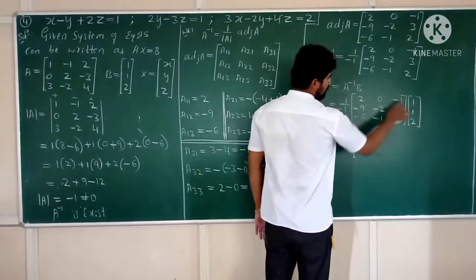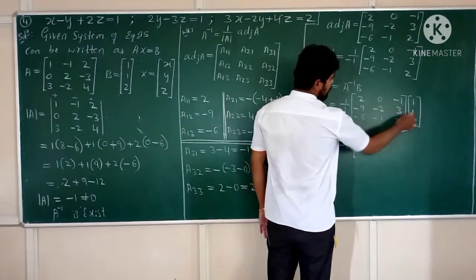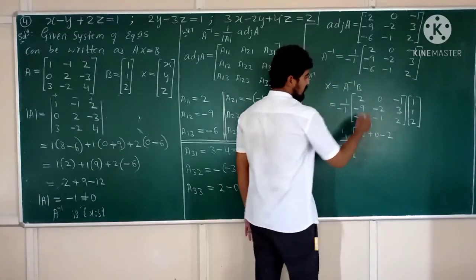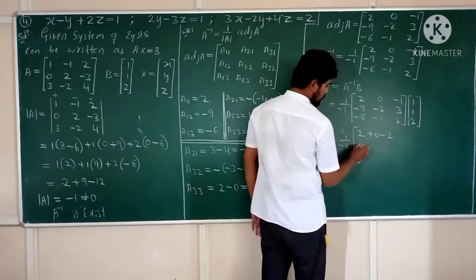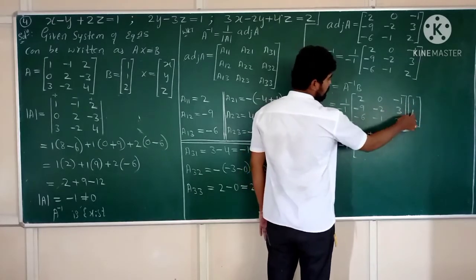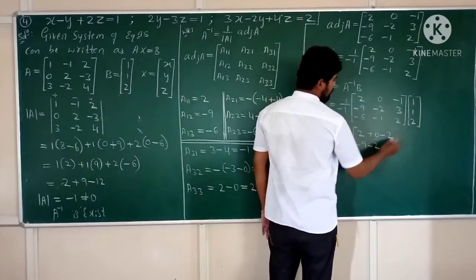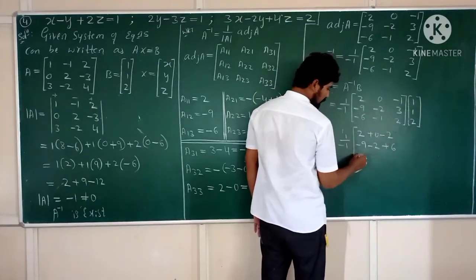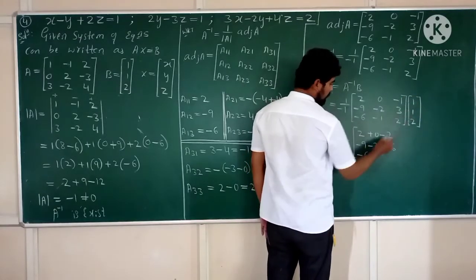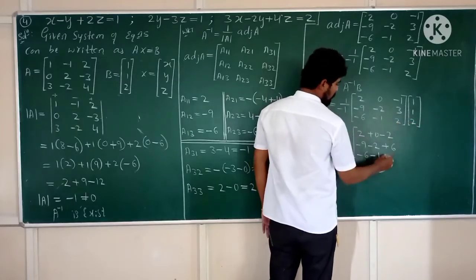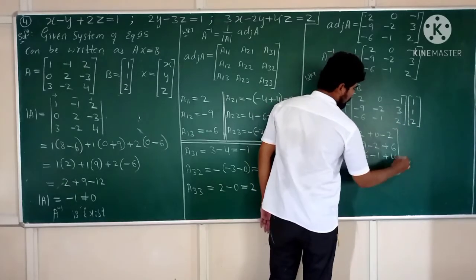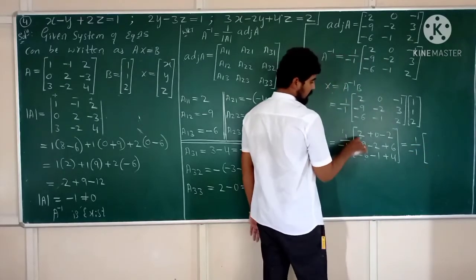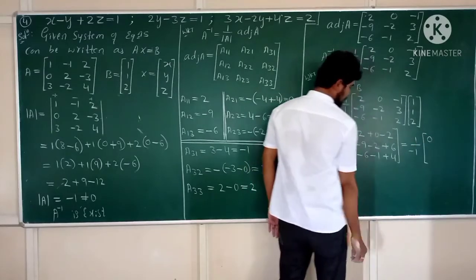First row, first column: 2 into 1 is 2, 0 into 1 is 0, -1 into 2 is -2. Next, second row, first column: -9 into 1 is -9, -2 into 1 is -2, 3 into 2 is 6. And then third row, first column: -6 into 1 is -6, -1 into 1 is -1, 2 into 2 is 4. Which is equal to 1 divided by -1 into 2 minus 2, 0.